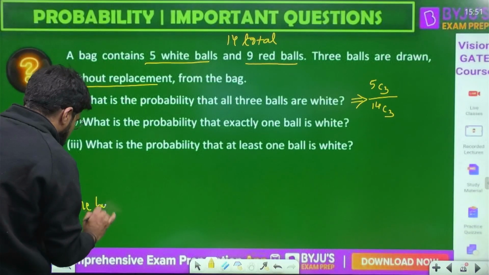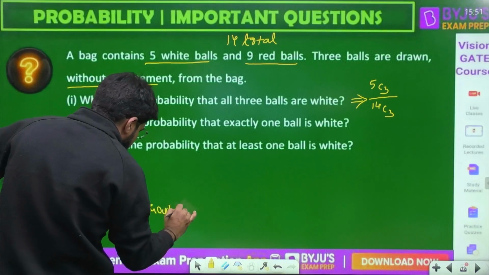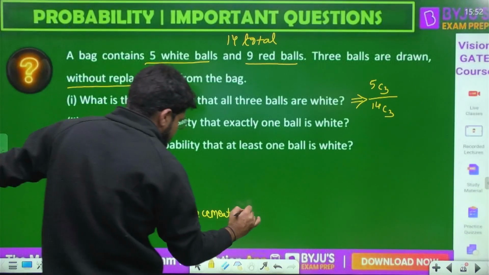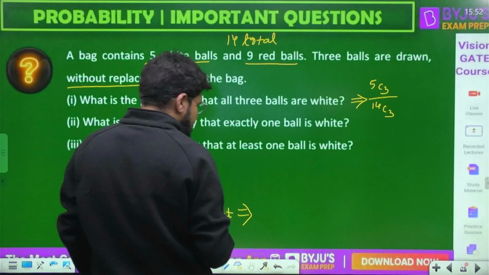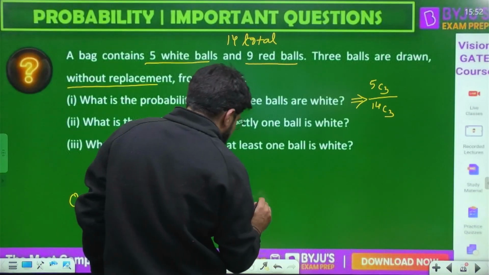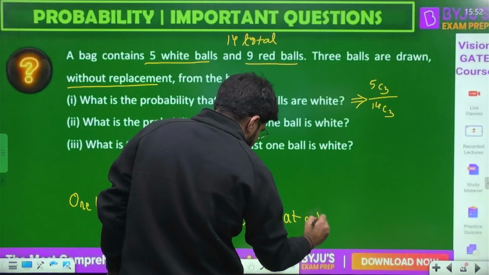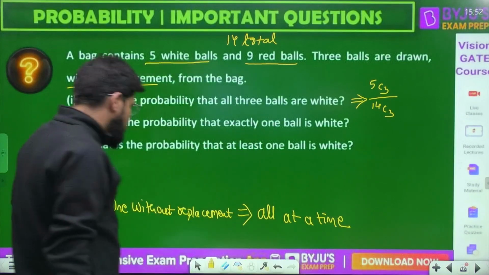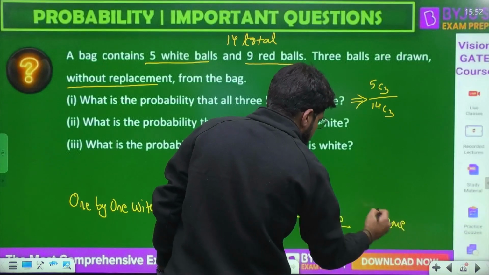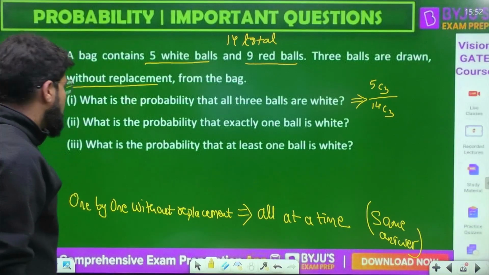Whenever you draw one by one without replacement, whenever you try to solve one by one without replacement, what does it mean? It means you can also solve all at a time. They are the same. They will always give you the same answer.